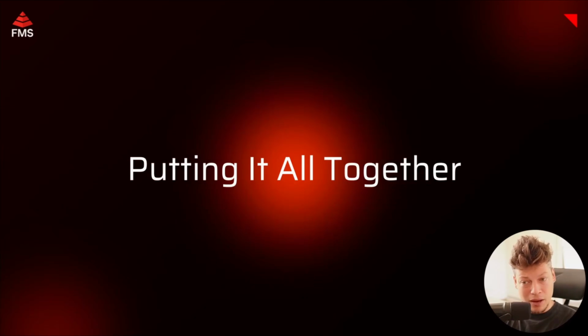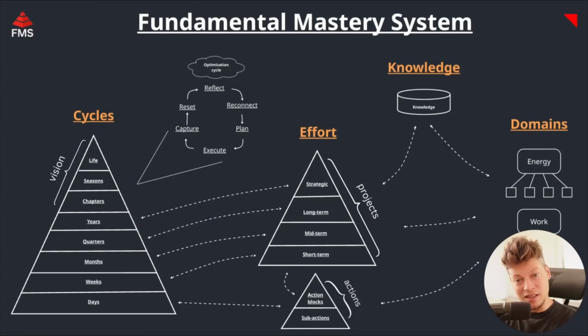So if we put everything together in one diagram, this is kind of what we end up with. We have a hierarchy of cycles. You go through optimization stages for every single cycle. And really everything else in the system just exists to support you in doing so most effectively. So for example, projects exist to support the planning stages of cycles from weeks to years. Actions exist to help you run your days and so on.